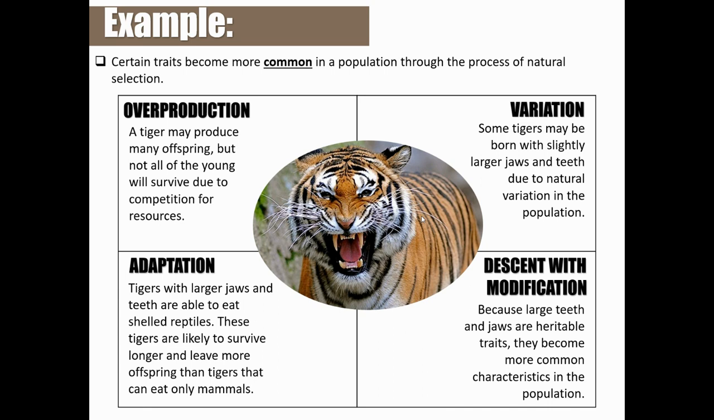And so, of course, if they have that advantage or adaptation, these tigers are going to survive longer. They'll leave behind more offspring. And of course, the offspring will carry on their traits, which ties into descent with modification. So because larger teeth and jaws are heritable, they're going to become more common in the population over time because these are the tigers that are surviving.